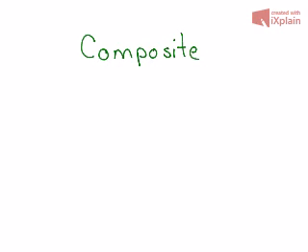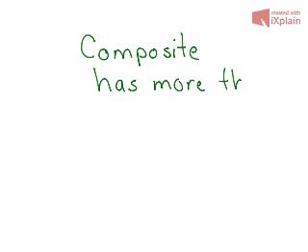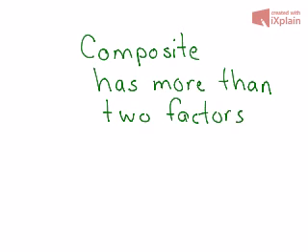Well, if prime only has 2 factors, let's look at the definition of a composite number. Composite is the opposite of prime. Composite means it has more than 2 factors. It doesn't matter if it has 3, 17, 25 factors. As long as it has more than 2, it is considered a composite number.